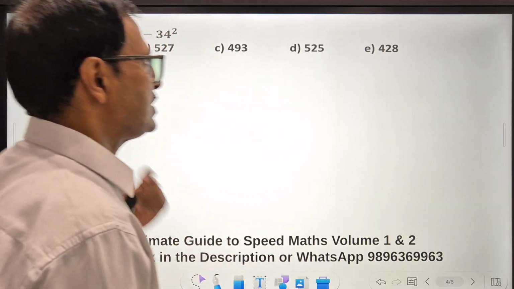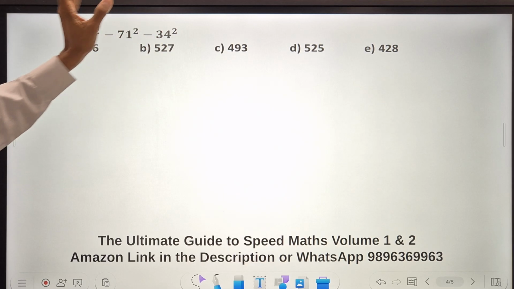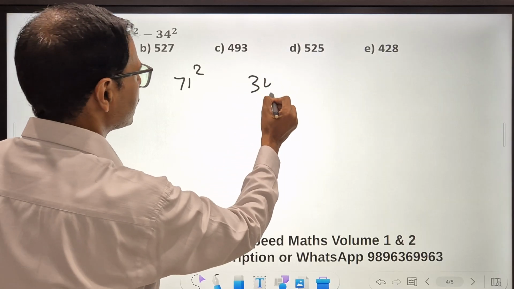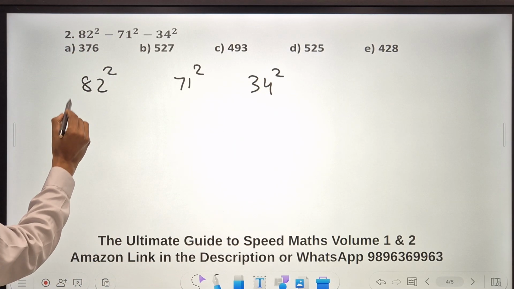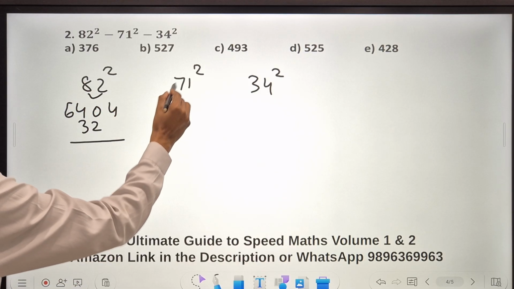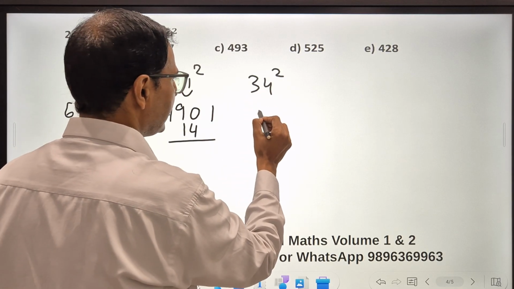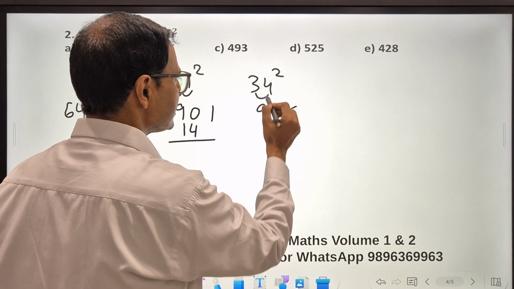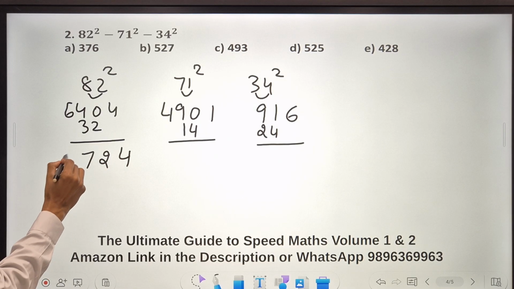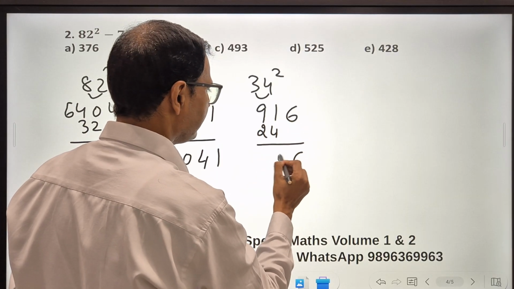So friends, let's see another question. Here you can see we have all sorts of squares, and now the squaring part is really important. So I have to do 82 square, I have to do 71 square, I have to do 34 square, right? Look at the speed now. 8 square 64, 2 square 04, 8 2s are 16, double 32. 7 square 49, 1 square 01, 7 1s are 7, double 14. 3 square 9, 4 square 16, 3 4s are 12, double 24. Add 4 2 7 6, add 1 4 0 5, add 6 5 1 1.